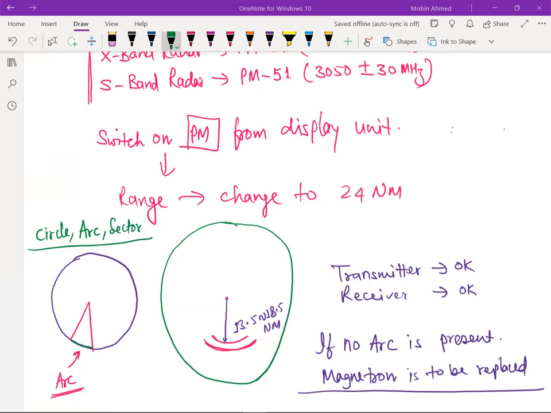Sir, another doubt, sir. Yeah. Sir, magnetron running hours is a must, sir, if changed for magnetron? Yeah, it will be given in the display unit. Okay, sir. Normally, how many hours, sir? That depends upon maker to maker. You need to see that one. Maker to maker, you can find out.